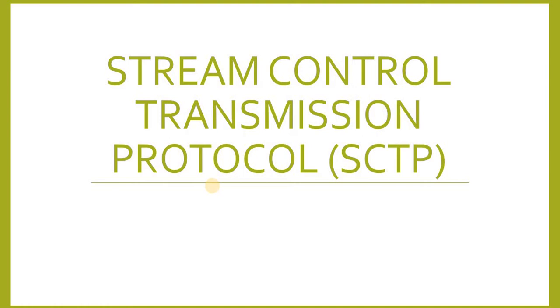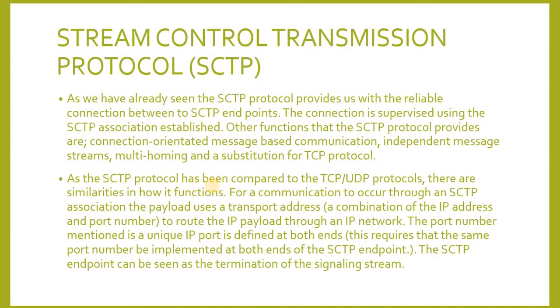Stream Control Transmission Protocol, SCTP. As we have already seen, the SCTP protocol provides us with the reliable connection between two SCTP endpoints. The connection is supervised using the SCTP association established. Other functions that the SCTP protocol provides are connection-oriented message-based communication, independent message streams, multi-homing and a substitution for TCP protocol.